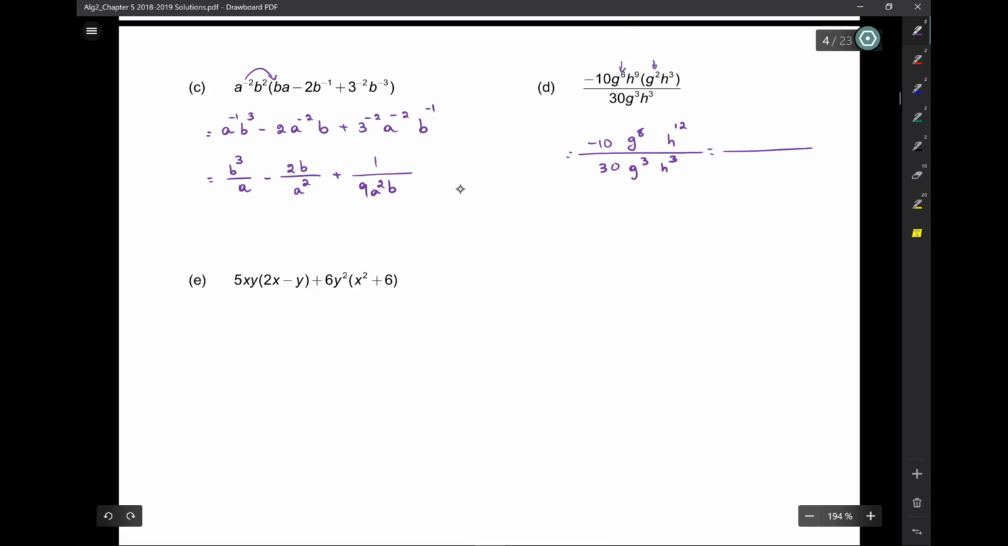Correct. So I do the coefficients first. So negative 10 over 30 is going to be what? Negative 1 over 3. Okay. And then G's, right? How many G's will remain? 5, top or bottom? Top. How many H's will remain? 9 on the top. So that means, you don't have to write the 1, right? So that's just negative G to the 5, H to the 9, all over 3.